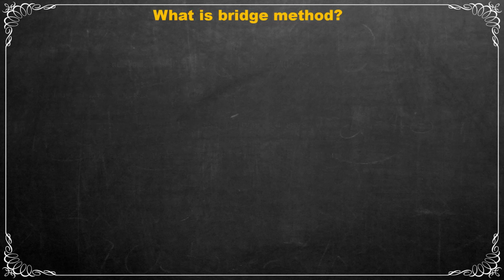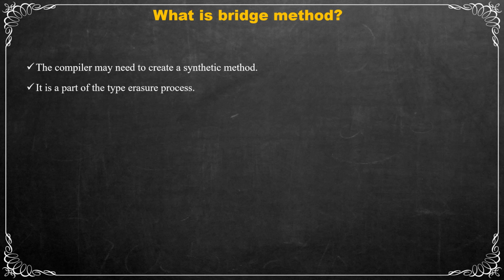And now, what is a bridge method? When compiling a class or interface that extends a parameterized class or implements a parameterized interface, the compiler may need to create a synthetic method, which is called a bridge method, as part of the type erasure process.